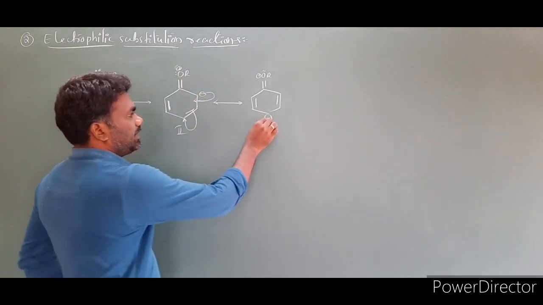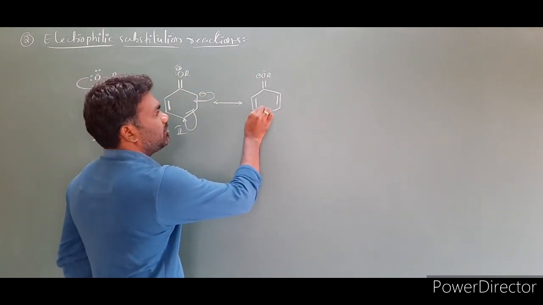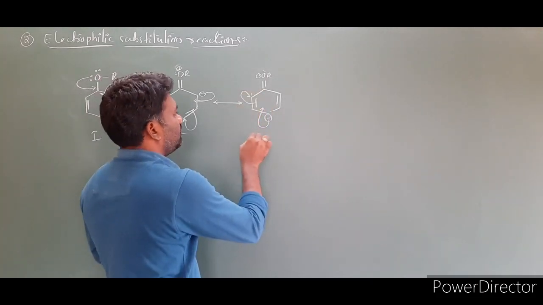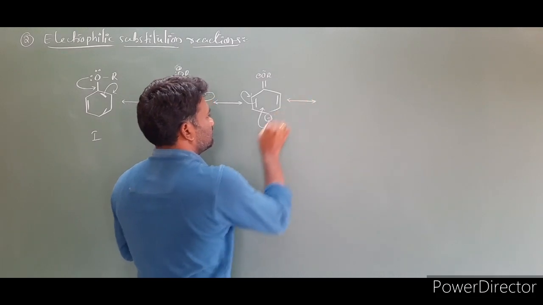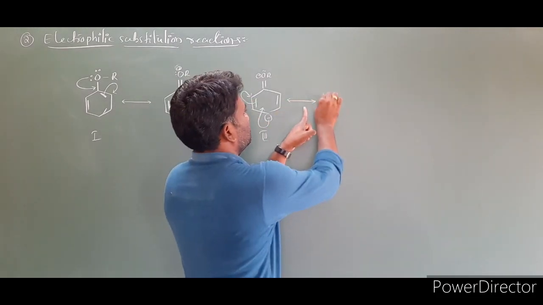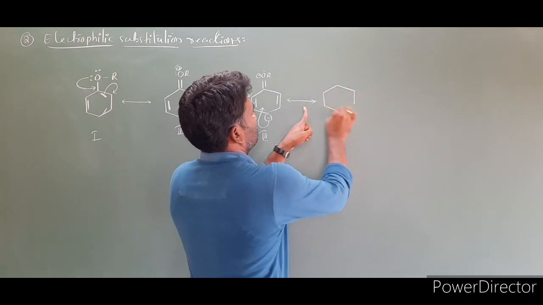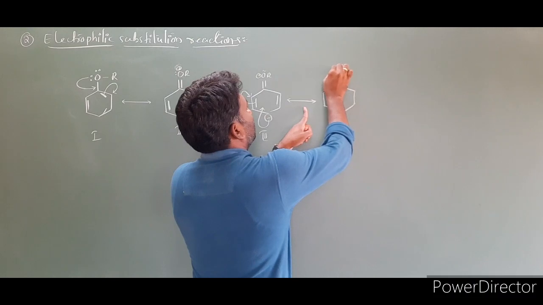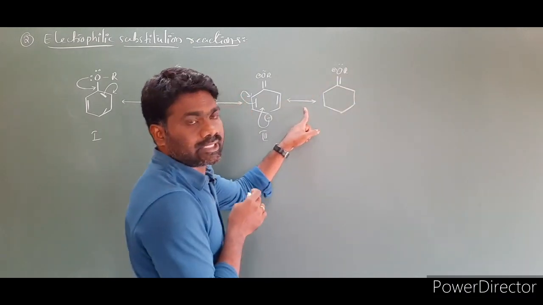The next step: the negative charge formed here will be shifted to here. Then this pi bond will move to here, and we will get one more structure. So this is structure number 3. We will get one more structure here. The structure is: this remains the same, OR with one pair and positive charge here.